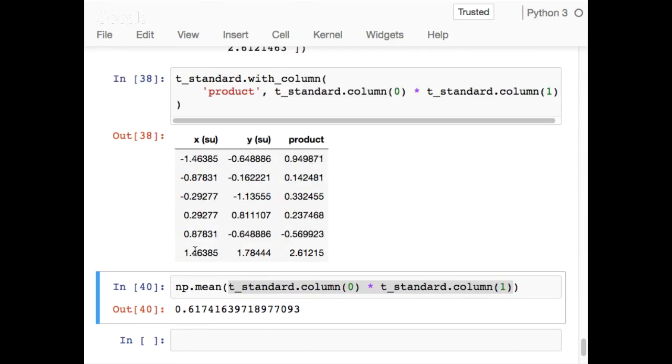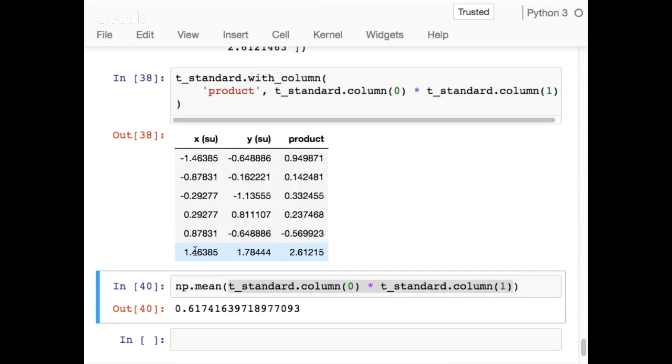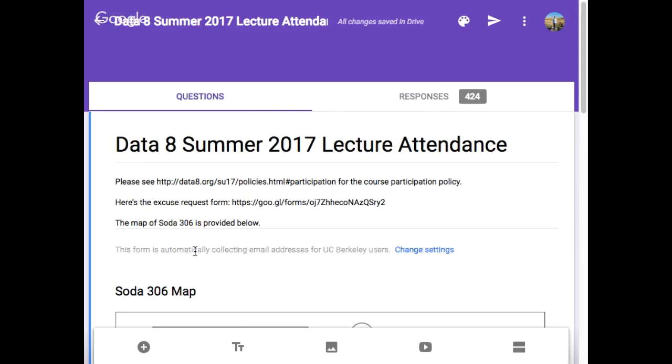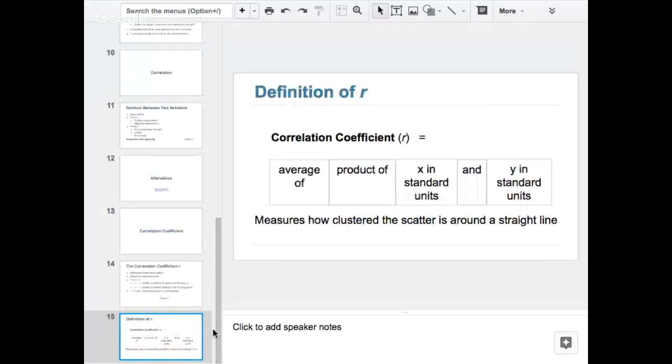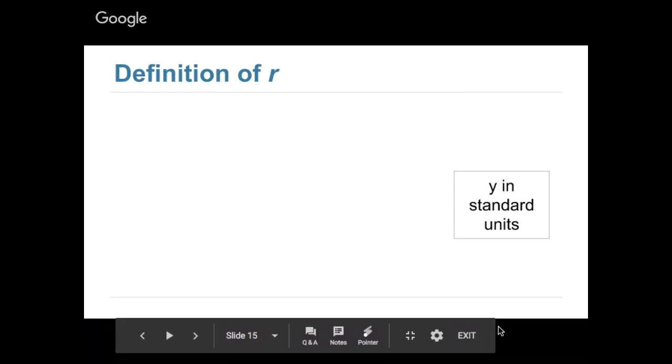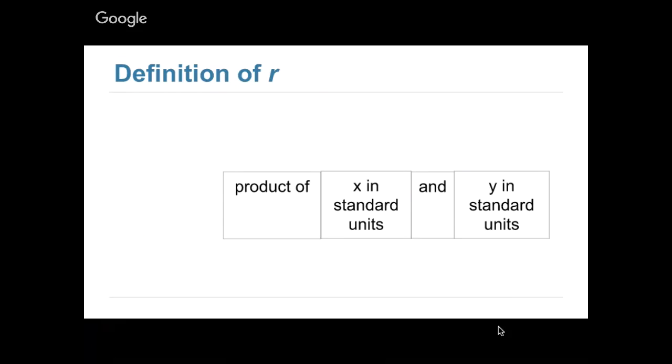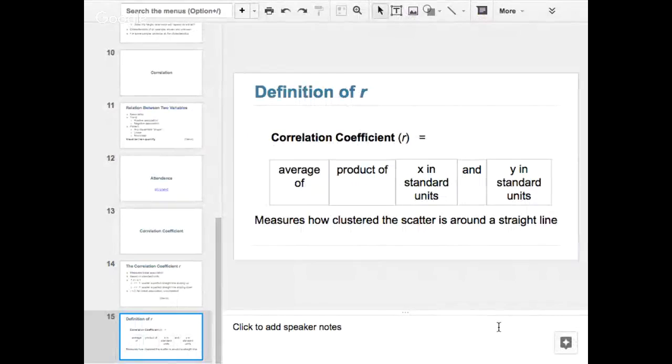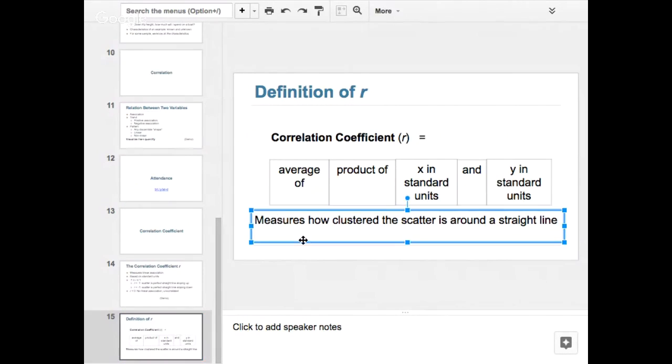OK, so what I'm showing you now is just a definition of r. The way to calculate it is, I think I have a slide here. All right. The definition of r is y in standard units, x in standard units, multiply them together, take the average. That's r. And r measures how clustered a scatter plot is on a straight line. We've seen that a couple of times already.